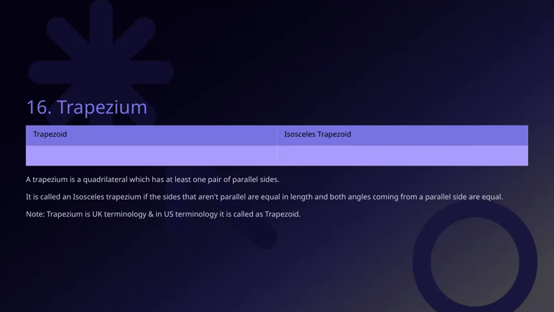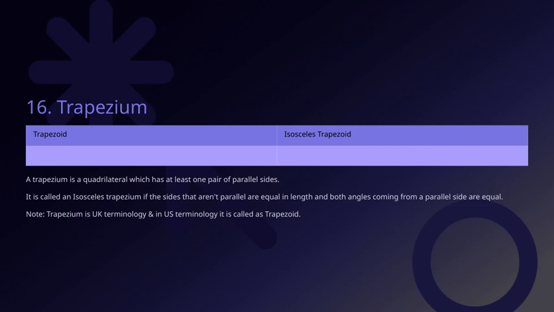Let's take a closer look at what a trapezium is. Essentially, a trapezium is a quadrilateral, meaning it has four sides, and it has at least one pair of sides that are parallel. This is a key defining feature. Now, when we talk about an isosceles trapezium, things get a bit more specific. In this case, the non-parallel sides are equal in length, and the angles that come from a parallel side are also equal. This symmetry gives the isosceles trapezium a very balanced and harmonious appearance.